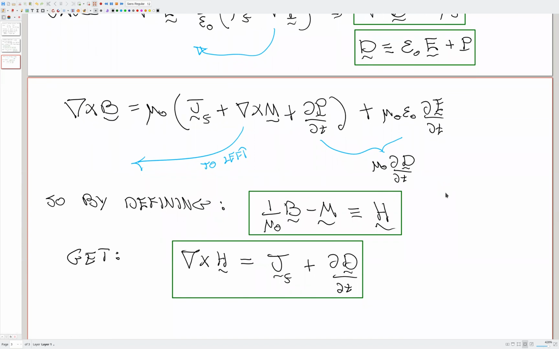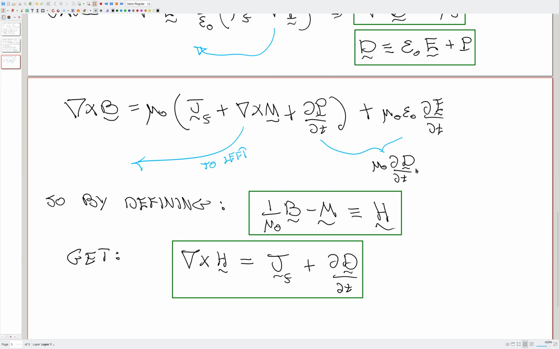Question? So I divide by mu zero throughout. So I obtain B over mu zero. The M just goes on the other side. And the mu zero here falls away. But yeah, you see, so I had mu zero dP/dt, so now there's only dP/dt. So it's d/dt of epsilon 0 E plus P, which is our definition of D. Do you see what I mean?